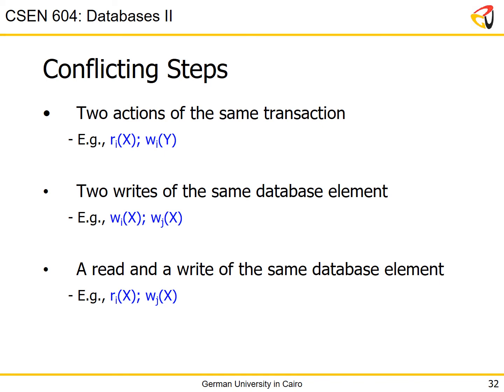Now let's look at conflicting steps. Well, first, two actions of the same transaction. Let's look at the specific actions: transaction I is reading X, and then transaction I writes Y. Why is there an issue here? Well, it could be that the transaction needs the value of X to compute a value for Y.